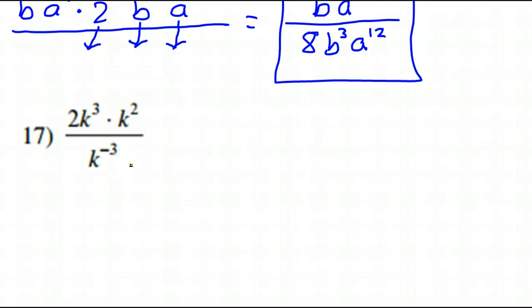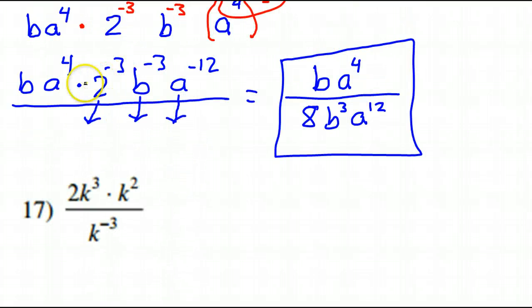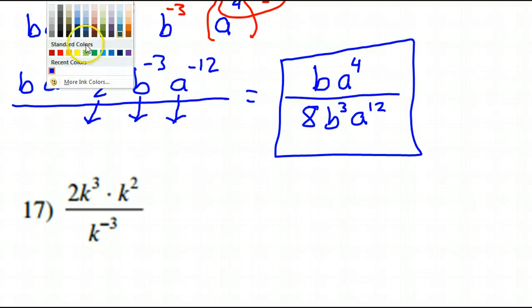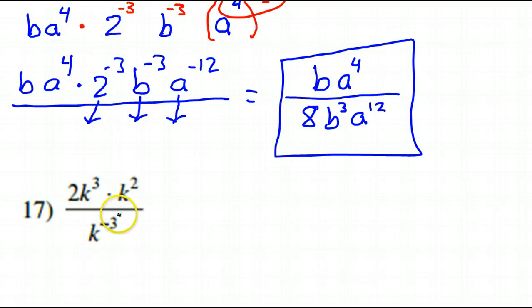Now, if I were you, the first thing I would do is move anything that has a negative exponent. You saw that if something was in the numerator and it had a negative power, we moved it down to the denominator. Well, guess what? If I see something in the denominator that has a negative exponent, I'm going to move it up to the numerator. So this k to the negative 3 power is going to come up and become k to the positive 3 power. There, I just moved it.